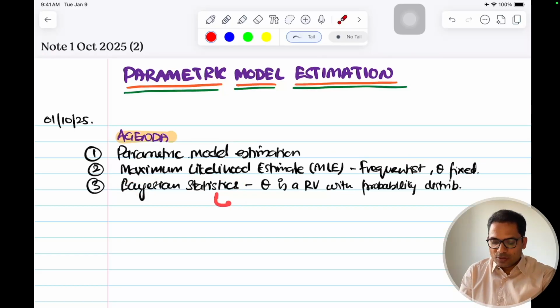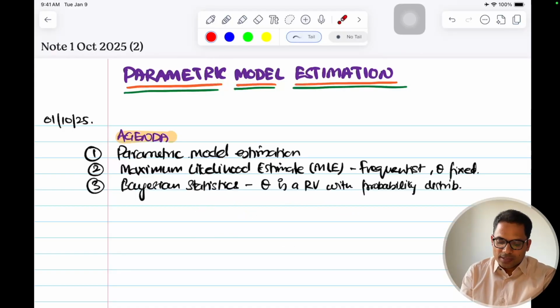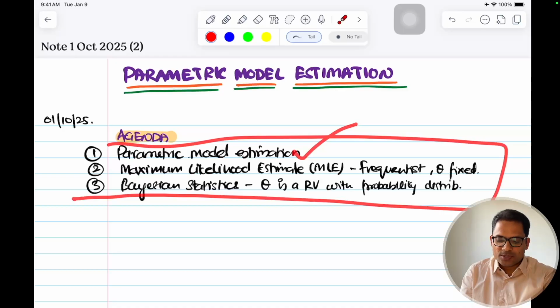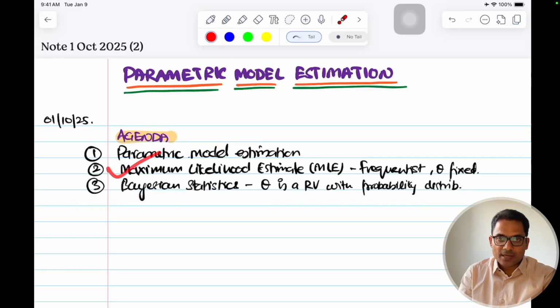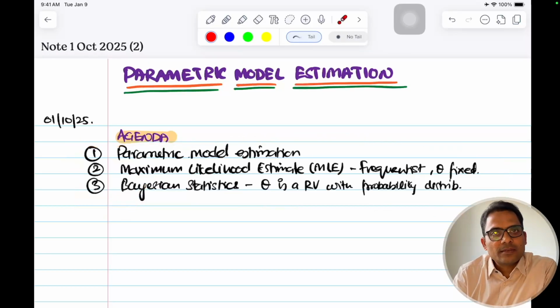Under Bayesian statistics, we'll talk about two more point estimates, that is MAP and MMSE, but that I'll cover in another video. So these are not covered in this video. I'll create another video after this. Here we'll only set up the philosophy: what is parametric model estimation, what is maximum likelihood estimate, and what is Bayesian statistics. We'll have a good understanding of these three topics. So let's start one by one.